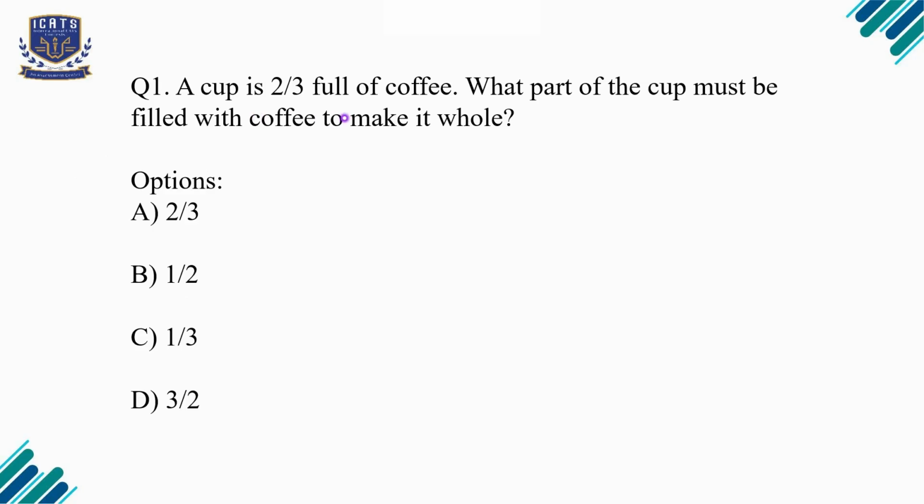Question number 1: a cup is 2 by 3 full of coffee. What part of the cup must be filled with coffee to make it whole? Our options are: option A is 2 by 3, option B is 1 by 2, option C is 1 by 3, and option D is 3 by 2. So 2 by 3 is already full of coffee. So we will subtract 2 out of 3, that is 1. It means our fraction will be 1 by 3. So 1 by 3 part of the cup must be filled with coffee to make it whole.